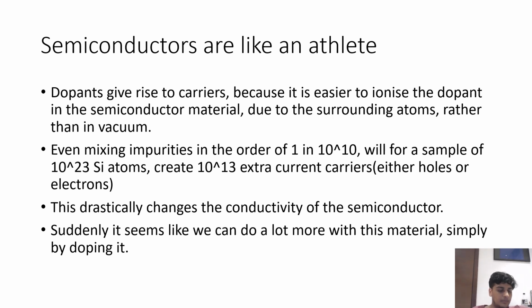Now, some people might ask why do dopants give rise to these carriers? Let's take an example of a donor type of dopant. You might ask, won't the final electron be bound to the atom of nitrogen? The reason this doesn't happen is that it is much easier to ionize this dopant in the semiconductor material, because of the interactions with the surrounding atoms in the crystal, as compared to in vacuum. So that's why these dopants very easily give rise to these carriers, because it becomes very easy to ionize them.